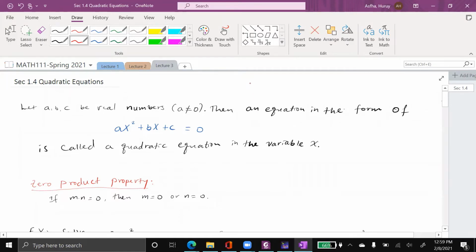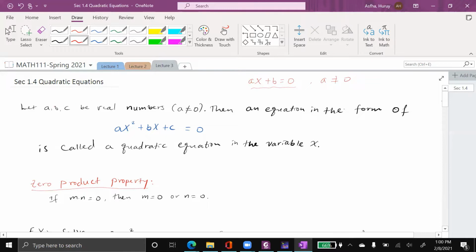So just to review what we did last time, a linear equation in one variable has a standard form ax plus b equals 0, where a has to be different from 0. If an equation has this form, we call it a linear equation in one variable. Now, what does a quadratic equation look like?